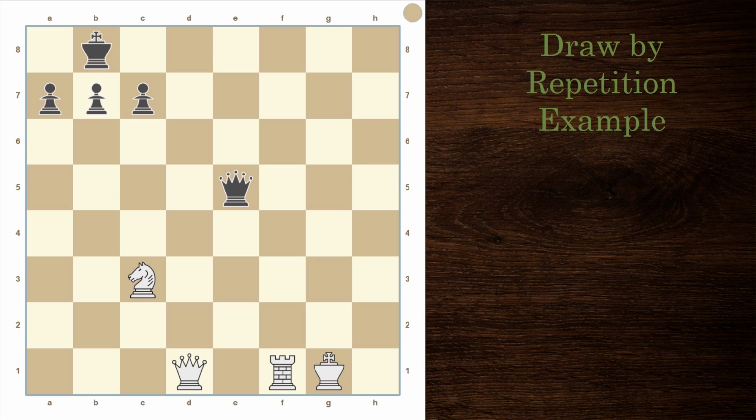Let's walk through a hypothetical situation where a draw by repetition would be useful in a game. Here we have a game that's come down to just a few pieces. Black is at a disadvantage right now. If it were white's turn, white could get checkmate by moving the queen from d1 to d8.